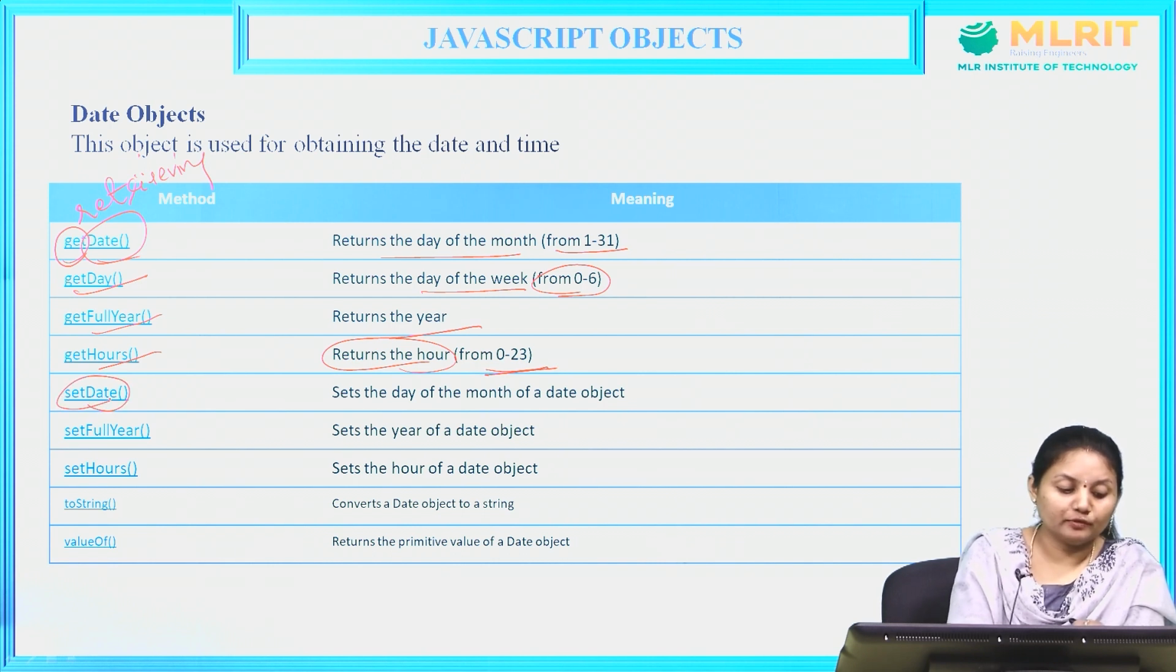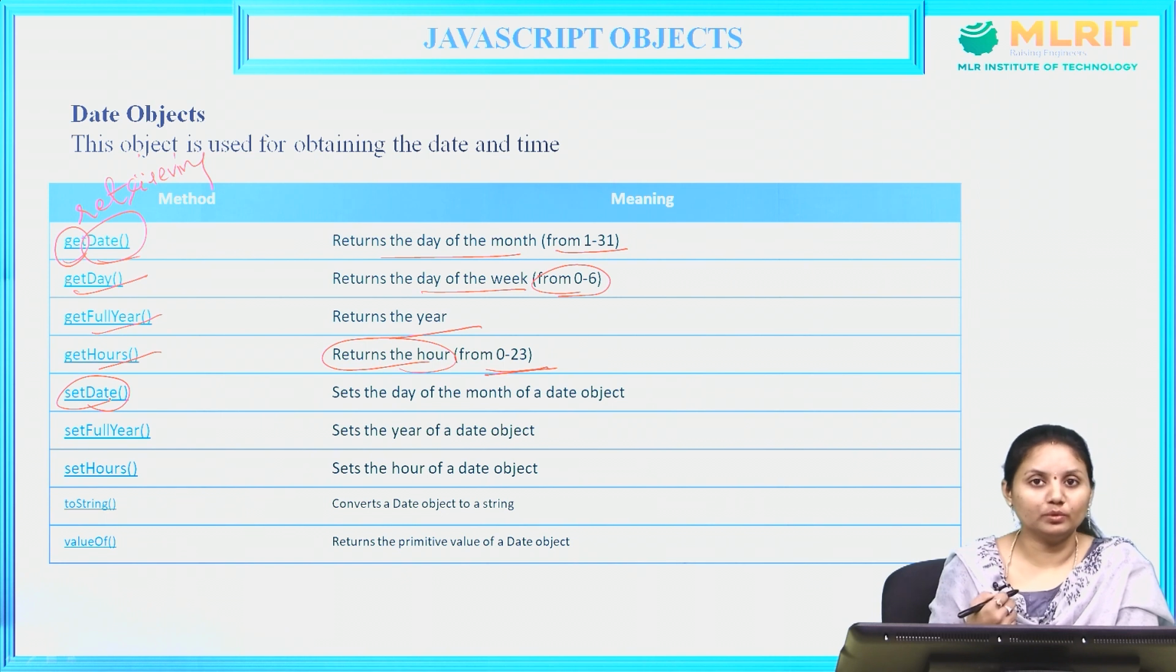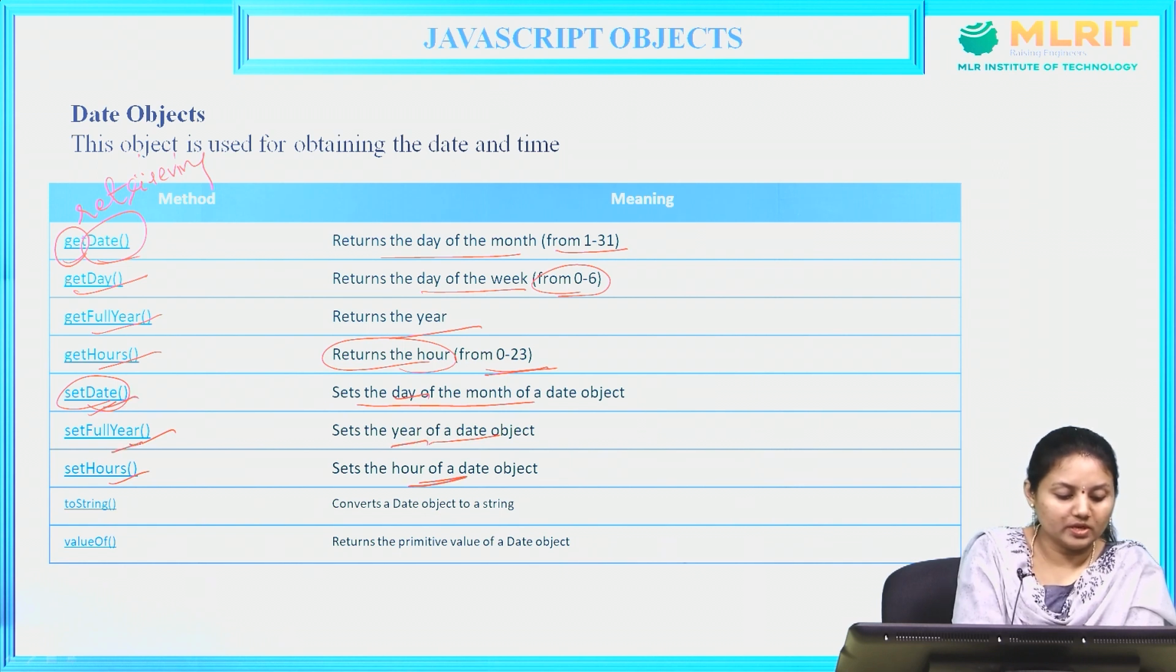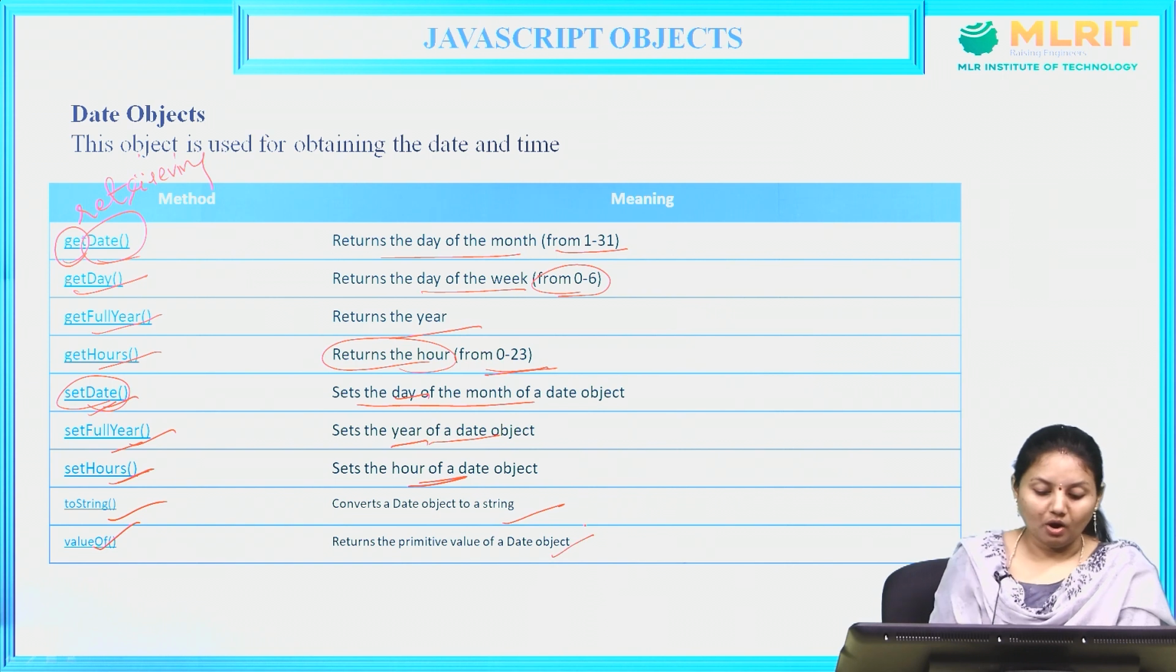Set date: if you don't want to retrieve but want to set some value to the date, then you have to use set. setDate sets the date of the month of the Date object. setFullYear sets the year of the Date object. setHours sets the hour. So day, year, hour: date, full year, hours we have to use with the prefix set. toString converts the Date object to a string. valueOf returns the primitive value of a Date object.